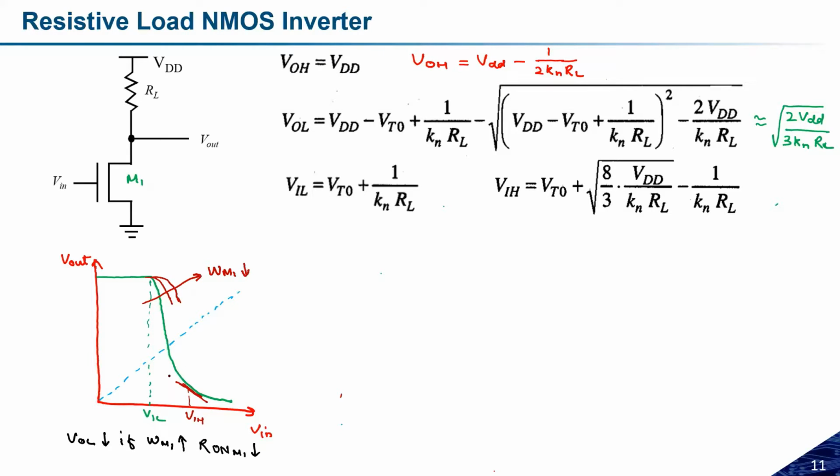Sir, if I'm increasing the size of M1, then the resistance of M1 will decrease. Sorry, if I'm increasing the size of M1, then Kn will increase. So Kn will increase, then, sir, I think that since the minus 1 by Kn RL term is there, it will shift to the left.